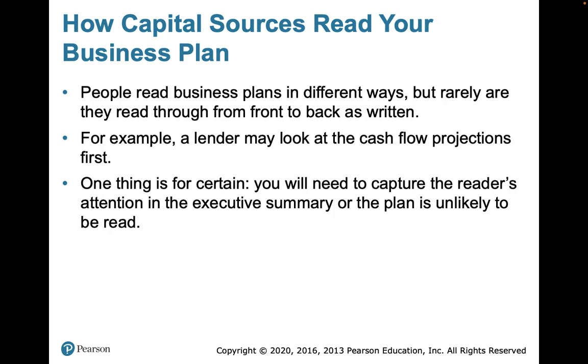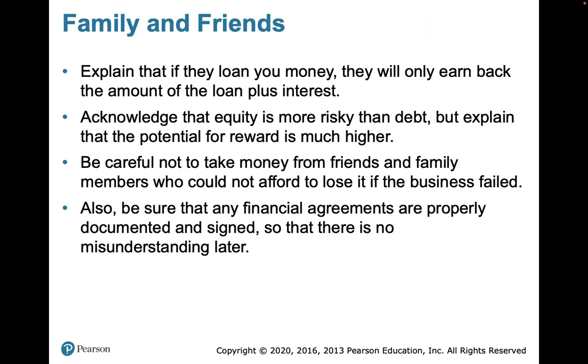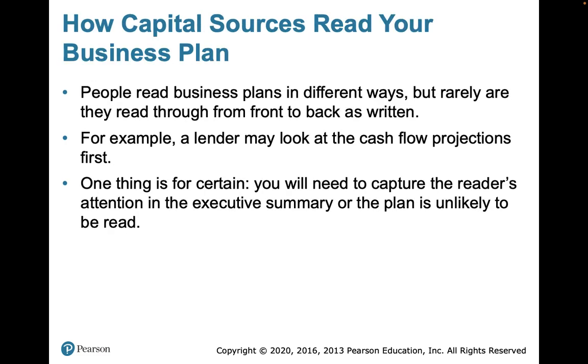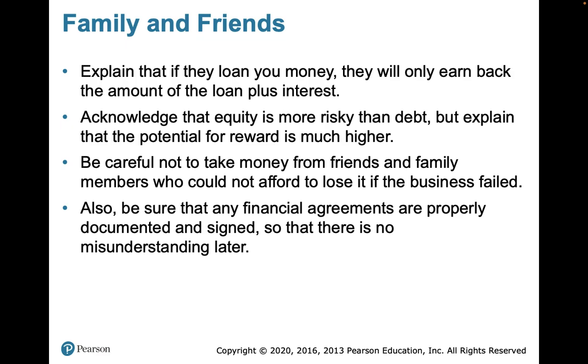Okay, now we're going to look at family and friends. We're going to look at the other types of capital sources and how they read your business plan: family and friends, in terms of borrowing money from them. If you are going to borrow money from your family and friends, you must explain to them that it's a loan. They will only earn back the amount of the loan plus interest, okay? There must be a clear-cut understanding. And most times, business is business. This should be put down in writing, okay?